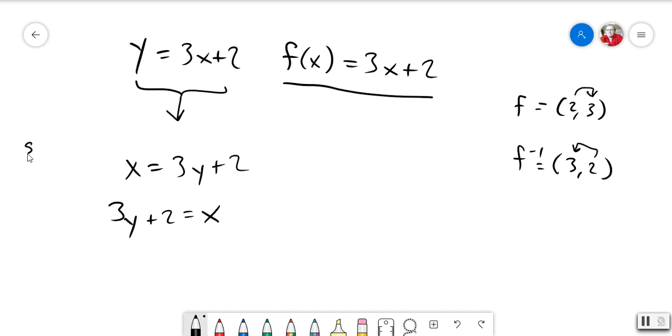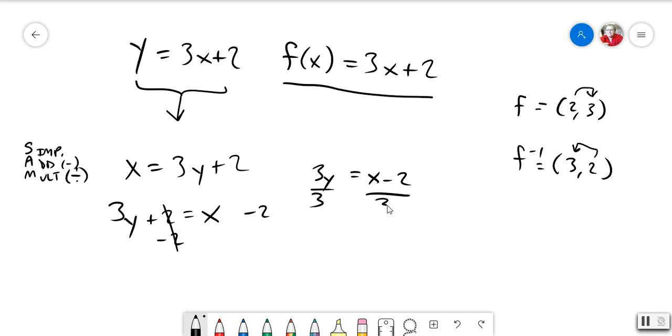And that brings us back to SAM, which is simplify. I'm not going to write the whole thing out. Add, subtraction, and multiply, which includes division. So I get rid of the 2 on both sides. That gives me 3y equals x minus 2. Then I divide everything out by 3.